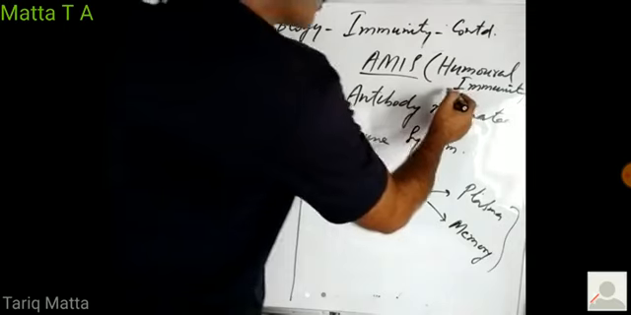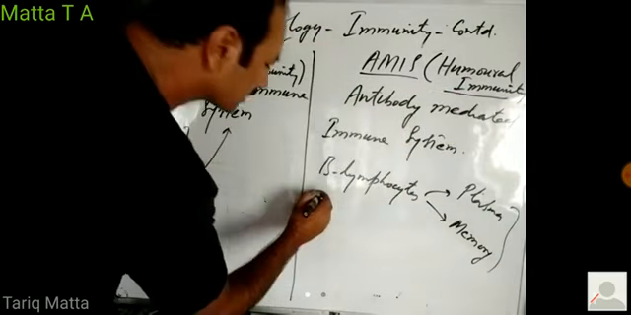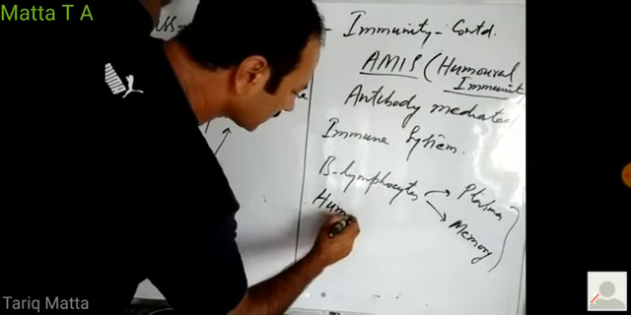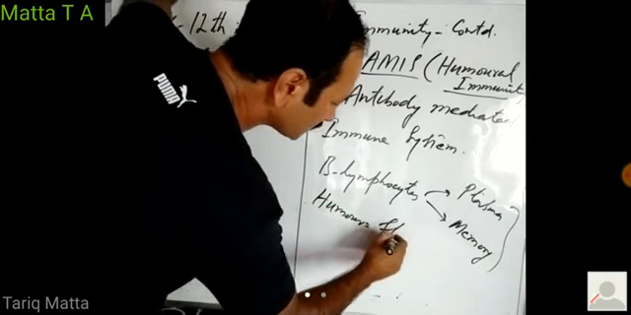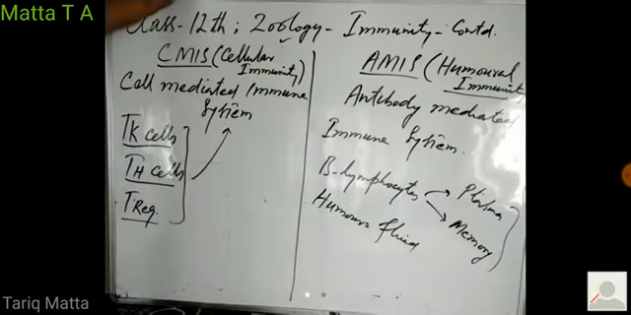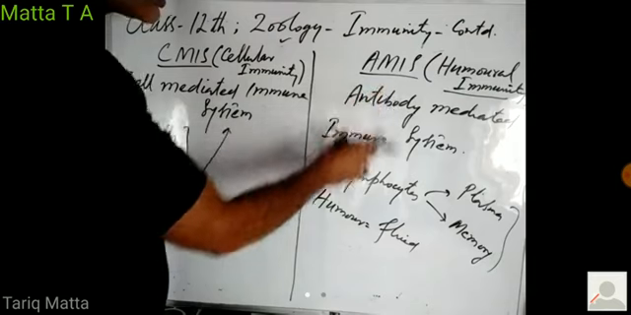We call it humoral immunity. Humor means a fluid. As we say, aqueous humor, the watery fluid which is present behind the cornea of our eyes, in front of the lens, in the anterior chamber of the eye. We have aqueous humor there. Humor means a fluid, right? So this immunity is present in fluid.